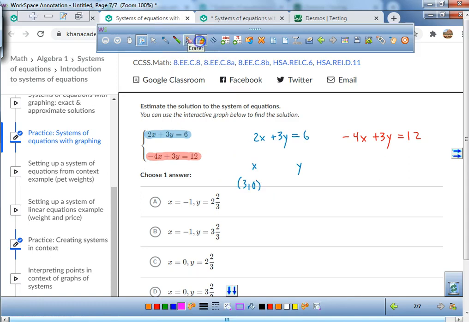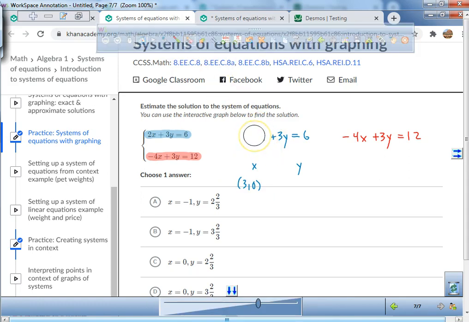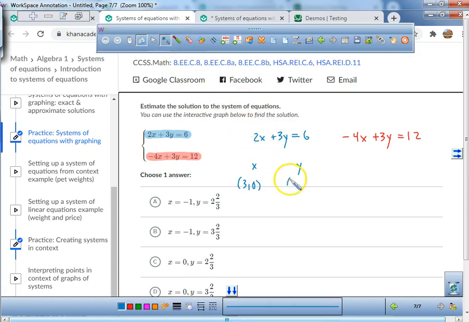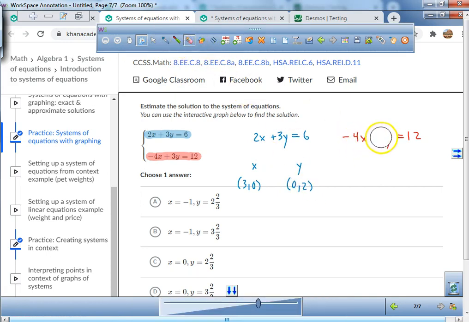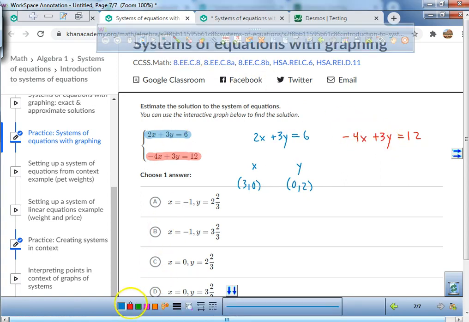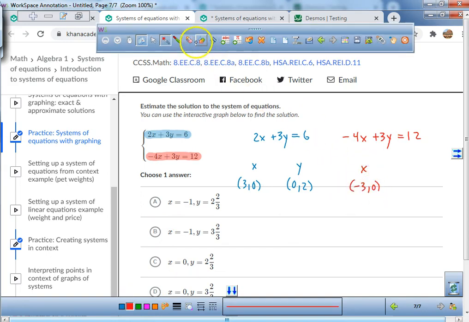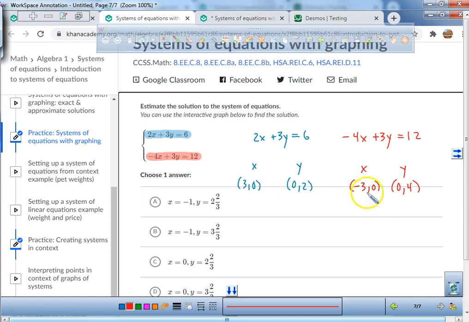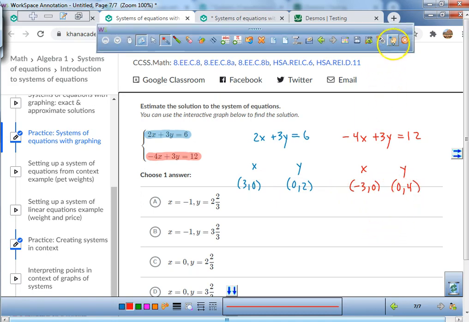All right. 6 divided by 3? 2. Boom. 0, 2. There's my y-intercept. Now cover this one up. 12 divided by negative 4? Negative 3. So my x-intercept is at negative 3, 0. Cover it up. Divide both sides by 3. 12 divided by 3 is 4, so that's your y-intercept at 0, 4. So I've got 3, 0; 0, 2; negative 3, 0; 0, 4. Plot those, and that's all I've got to do.